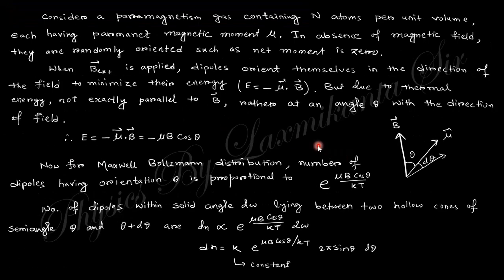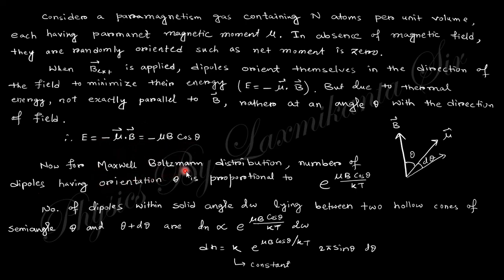Now, because there is a permanent magnetic moment, this permanent magnetic moment makes an angle theta with the applied magnetic field. So E equals minus mu dot B. The energy equals the dipole moment times the magnetic field. So this is minus mu B cos theta.